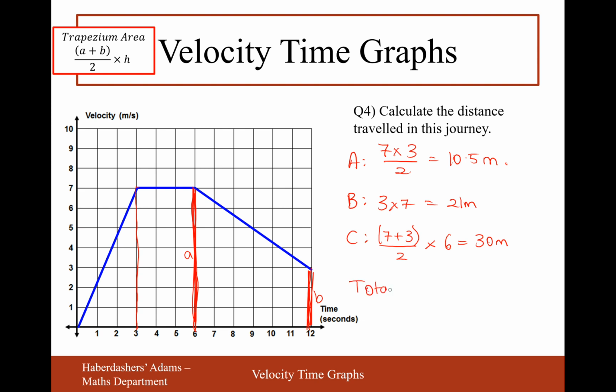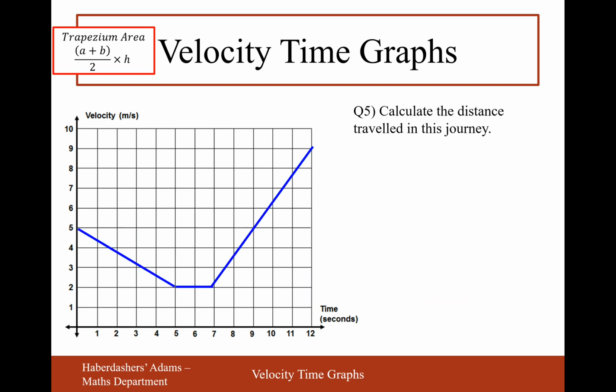The total distance travelled therefore is going to be 10.5 add 21 add 30, so that's going to be 61.5 meters travelled. So there we are. Let's give you another chance to have a go at a question like that. Pause the video and work out the distance travelled in this graph.